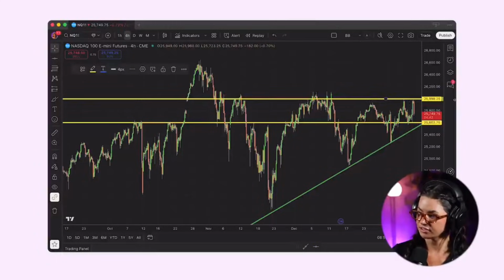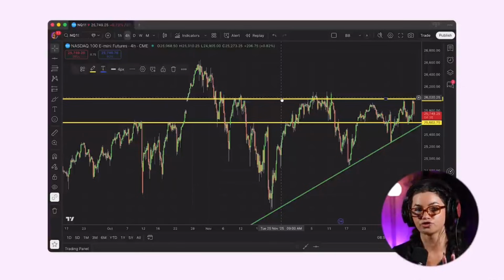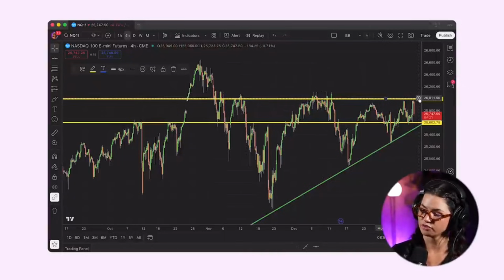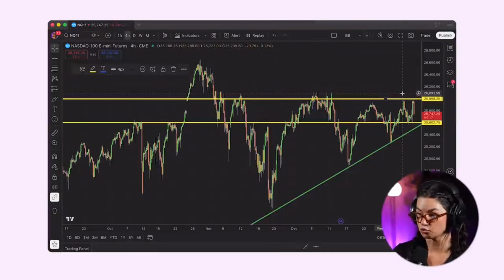So we've got this level here at 25,998-ish. Now I do like to use 4 pixels when drawing my horizontal lines because that just allows a little bit more room. I can manipulate the line a little bit more and grab more touch points. But we've got, I'd say, touch point here, touch point here, touch point here, here, and then 2 over here. So this right here is our consolidation, based on real-time price action, getting us as close to real-time price action as possible.